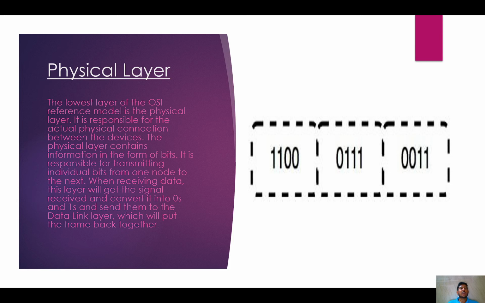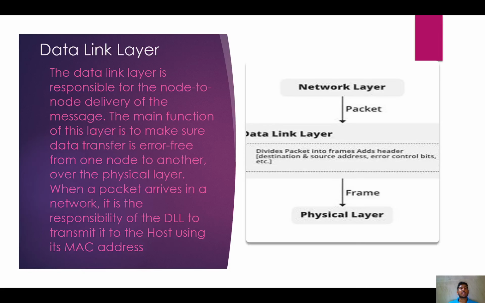Physical layer. The lowest layer of the OSI reference model is the physical layer. It is responsible for the actual physical connection between the devices. The physical layer contains information in the form of bits. It is responsible for transmitting individual bits from one node to the next. When receiving data, this layer gets the signal received, converts it into zeros and ones and sends them to the data link layer, which will put the frame back together. And let's move to the data link layer.